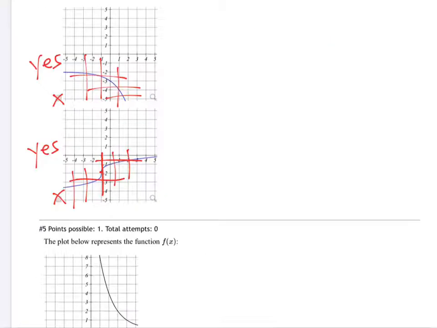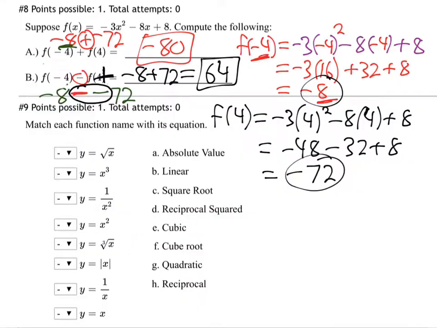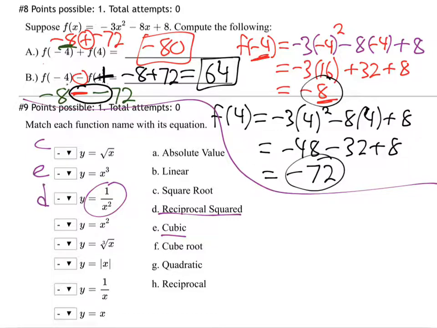All right, where are we? There we are. Okay, so they want us to match these up. So, first off, this one, bless you. What does that one go with? Yeah, that's square root. So I'll put a C over there. And what about the next one? X cubed? Yeah, that's cubic. E. All right. What about this one? Yeah, reciprocal squared. How about the next one?